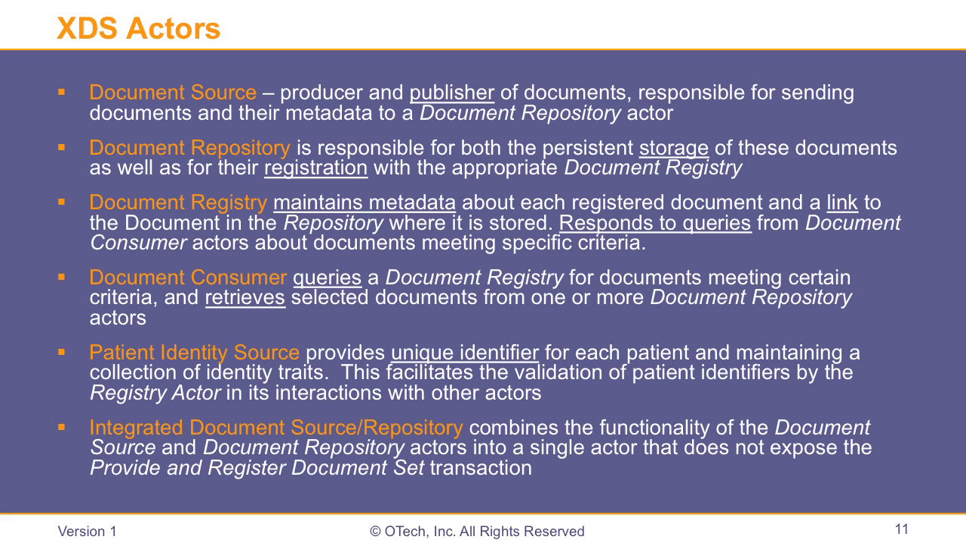In addition, we need a patient identity source, because if I say I want the images from John Smith, I need to know which John Smith I talk about. John Smith is, of course, a very common name in the United States. So I need to provide a unique identifier. And so the patient identity source facilitates the validation of patient identifiers.